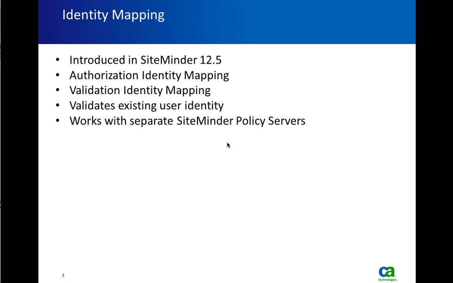Now let's take a look at identity mapping. Introduced in SiteMinder 12.5, identity mappings provide greater flexibility than the legacy directory mapping methods. Identity mappings let you configure multiple target user directories and use custom search criteria. More importantly, identity mappings allow you to map an authentication directory that is connected to one policy server to an authorization or validation directory that is connected to a different policy server.